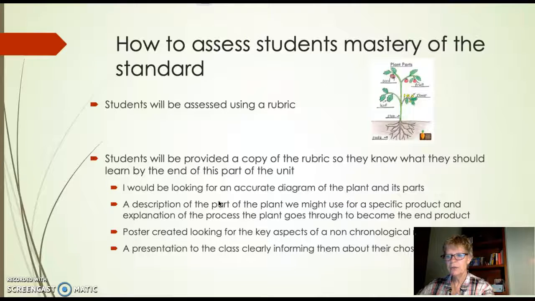For this project, I will use a rubric, which will include objectives and proposed mastery of the student, the standard for the students. The areas I would be looking for are an accurate diagram of the plant and its parts, a description of the part of the plant we use to make a specific product, and the explanation of the process from plant to product. I'll be looking at their poster that demonstrates an understanding about the key aspects of a non-chronological report, and part of it will be presentation skills, informing the class clearly about their chosen topic.